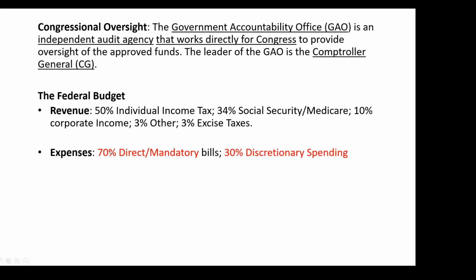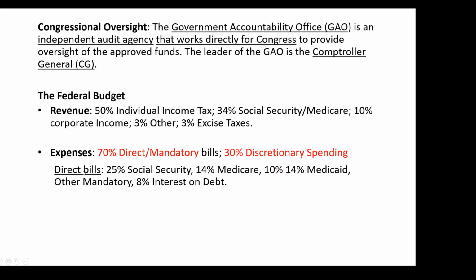Expenses, bills that we pay. So 70% is direct. That means those are bills that you have to pay. I got to pay my rent. I got to pay my civilian pay, mandatory payment. 70% of what I'm spending is mandatory. So only 30% of the money that I take in, I have to do everything else, to include defense, education, State Department, all those other agencies. So direct bills, the breakdown is here for Social Security, Medicare, and so forth.